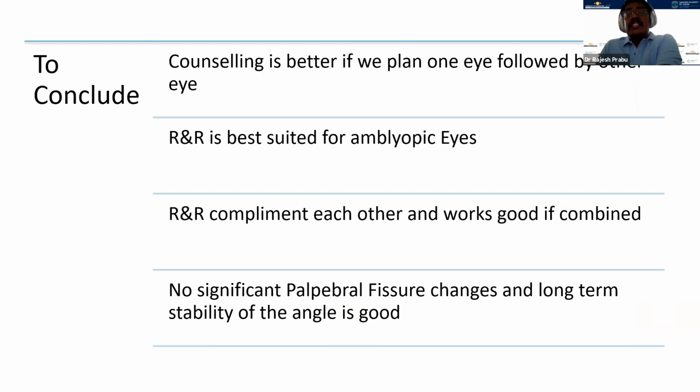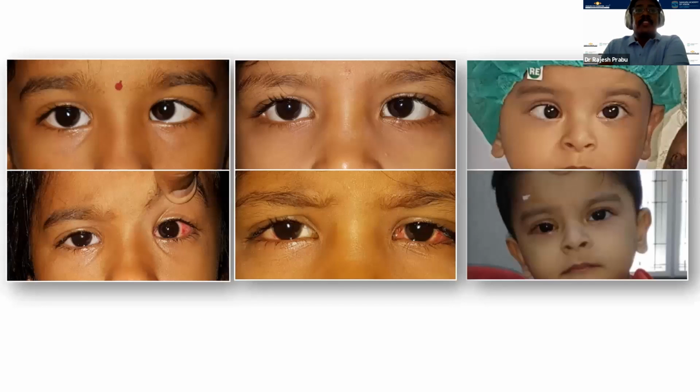Many studies show there are some palpable facial changes after an R&R procedure. In my personal experience, I have not seen many, at least in the long term. Initially, for a few weeks, there are some changes, but over the long term there are not many palpable facial changes associated with R&R procedures. And long-term stability of the angle is good in my hands. These are a few other patients who have been aligned perfectly with the help of R&R procedures.